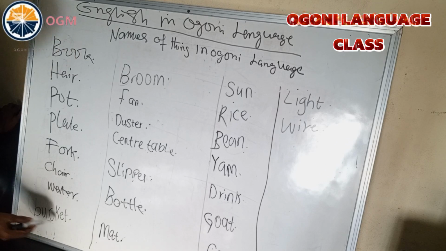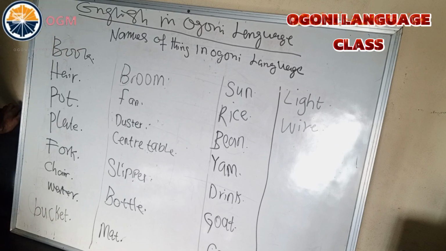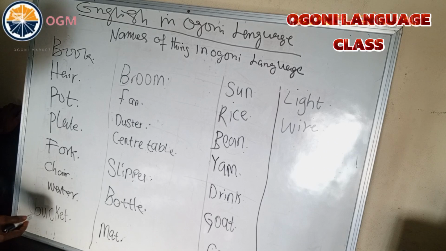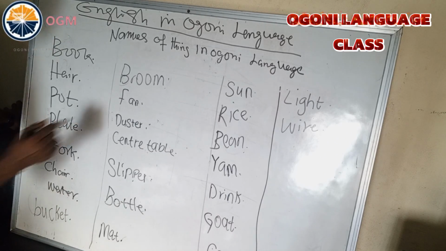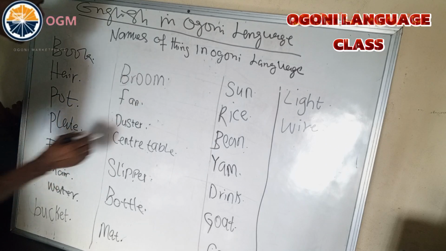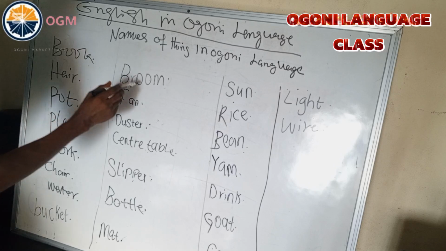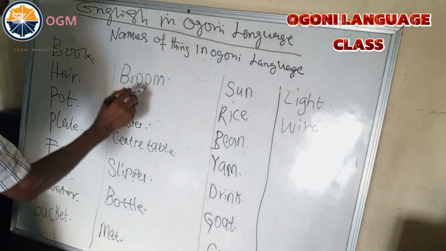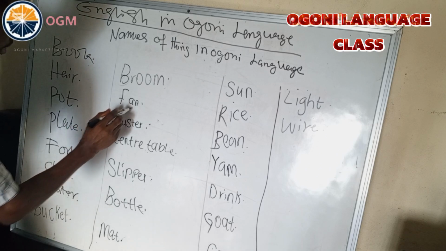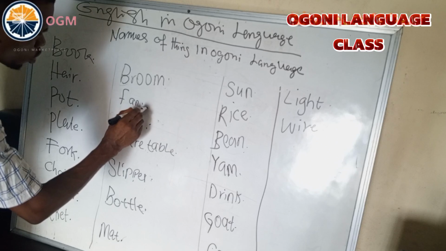Here we have bucket. It's called elalabiramabu. Elalabiramabu is called bucket. Here we have broom, which is called esan. Esan is called broom. Here we have fan.